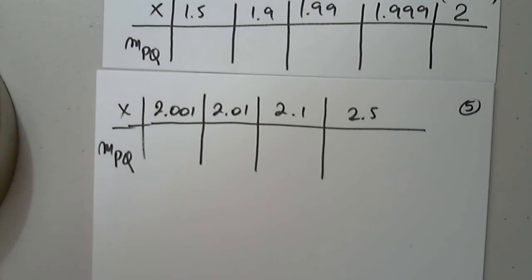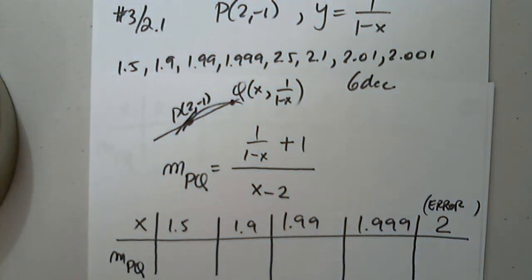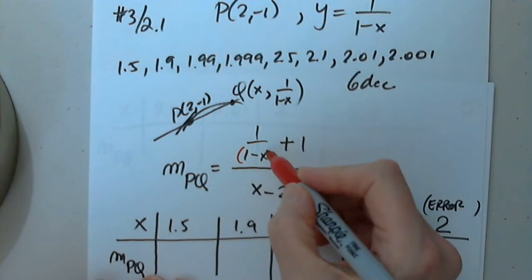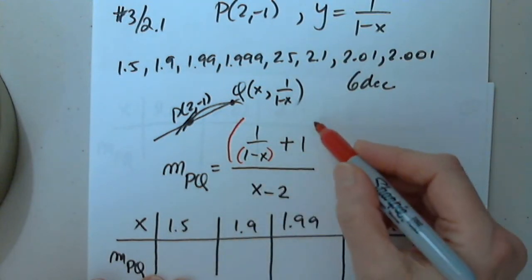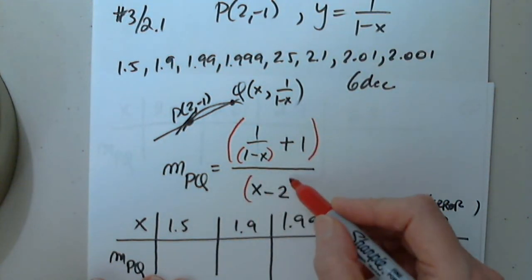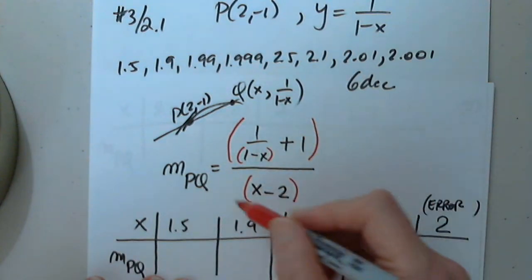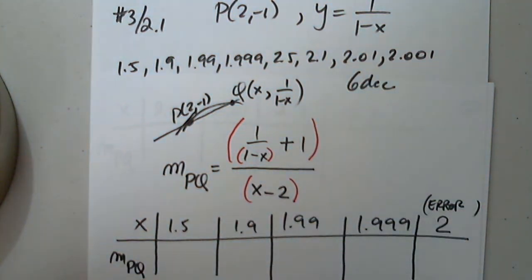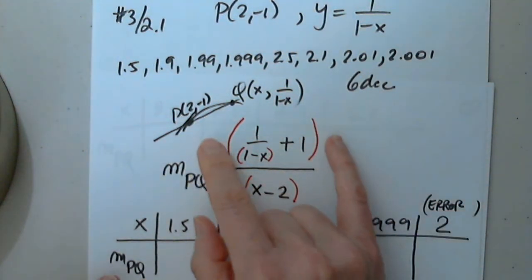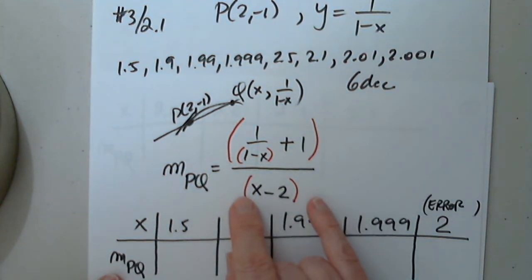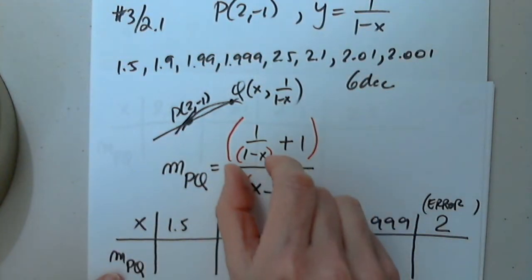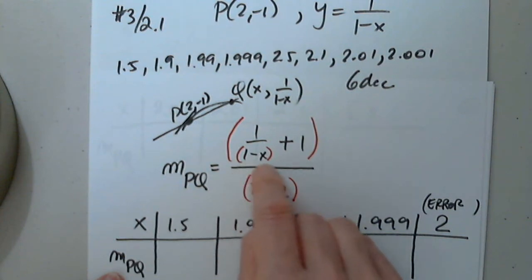Okay, so careful. Be very careful how you enter this function in the graphing calculator. You need parentheses here, you need parentheses here, and you need parentheses here. If you're missing any of these parentheses, you're not going to get what you want. So the top in parentheses, the denominator in parentheses, and also the denominator of this fraction in parentheses.